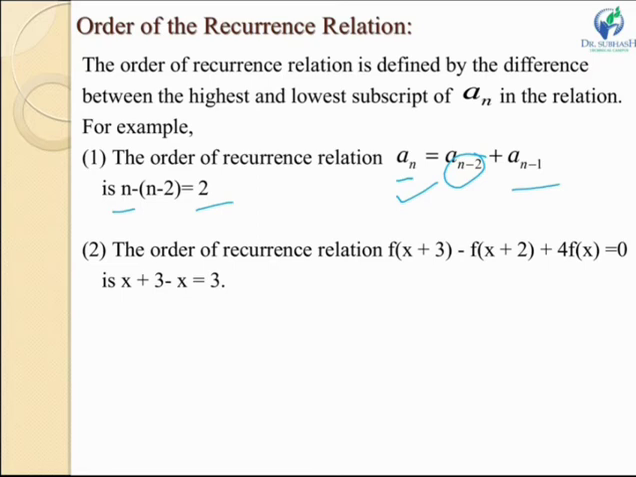Let me take one more example. The order of recurrence relation f of x plus 3 minus f of x plus 2 plus 4 f of x equal to 0. See, here the highest is x plus 3 and the lowest is x. So highest minus lowest, here x will get cancelled. So the order of the given recurrence relation is 3.